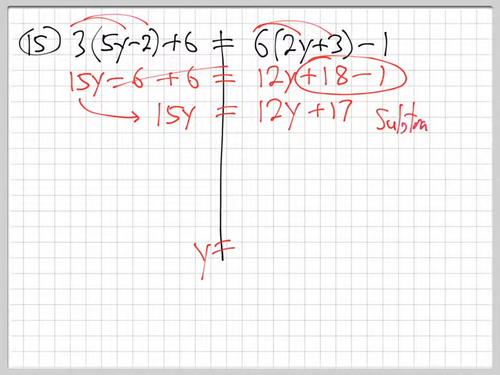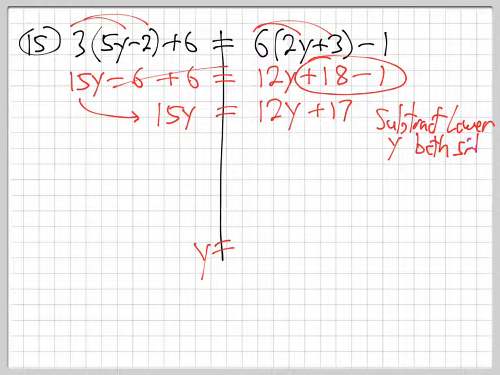Subtract lower y from both sides. Actually, it technically is okay to do the higher one. It really doesn't matter. But make sure you take the y with you. Get rid of one of them, but don't forget the y. That's an easy mistake to make. So who's the lower one? The 12y. Here's an easy mistake to make, to go minus 12. That's not right. It's minus 12y.